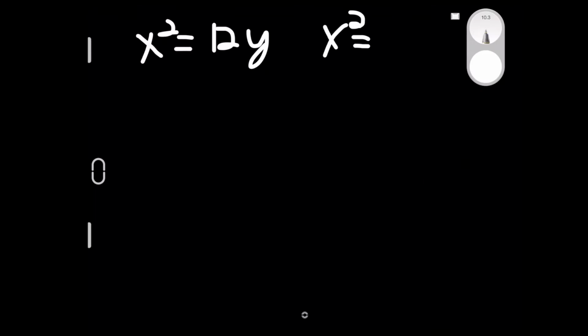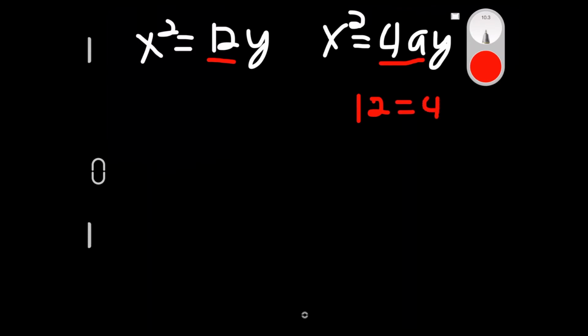Next example is example number 2: x squared equals 12y. So we're gonna go based on the standard equation, which is x squared equals 4ay. So notice that the 12 and the 4a are in the same position. So if we divide that by 4, you get 3. So that's your focus, right?